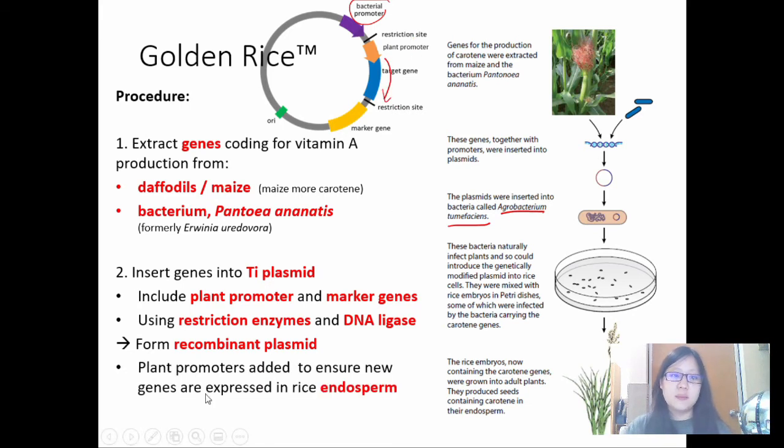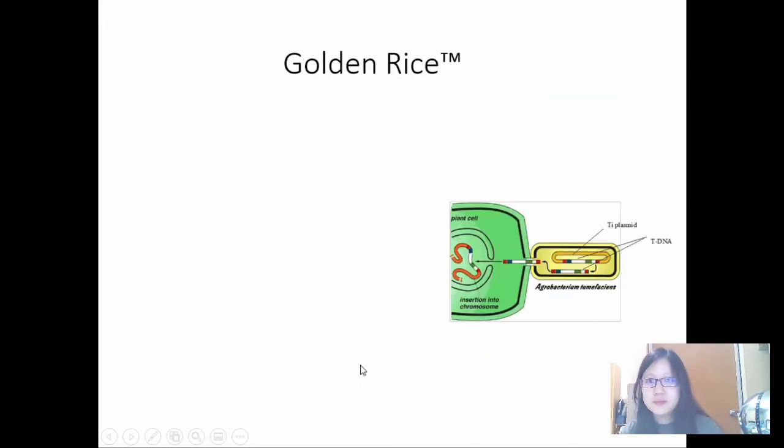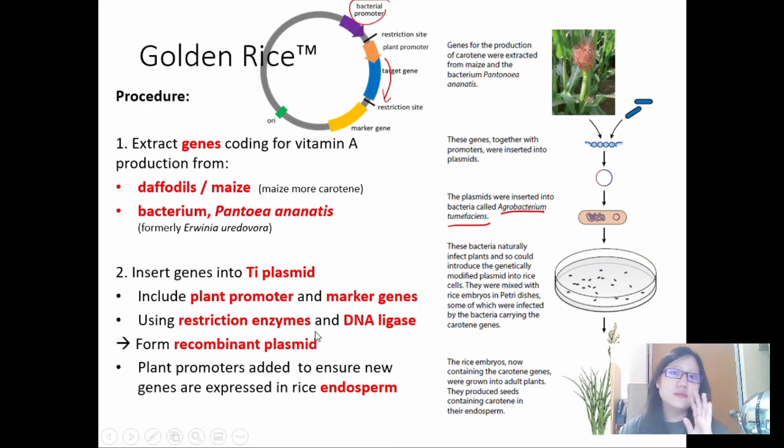So, in short, plant promoters are added to ensure new genes are expressed in the rice endosperm. Promoters, don't forget, also determine where, when, and in what quantity that gene is expressed. This plant promoter makes sure it's expressed in the endosperm. So, okay, design the plasmid. There's a lot of customization you can do there.